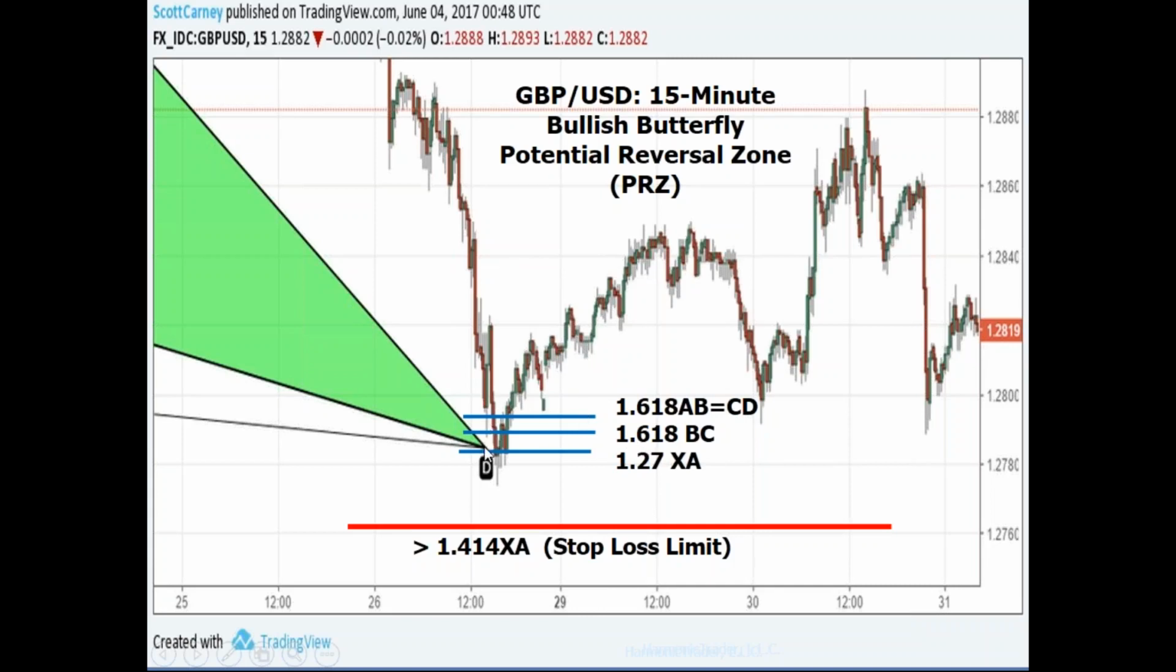So we look at the price action in there, and as soon as it hits all the numbers in the zone, we see stabilization. And now we put the 1.414 XA extension here and put the stop loss limit just beyond there. But clearly this stabilized as it aggressively sold off into the zone.